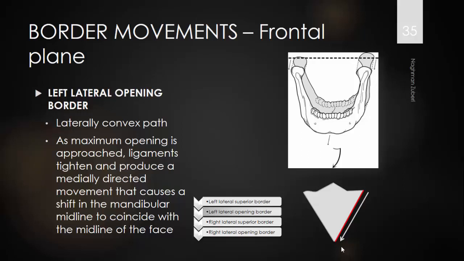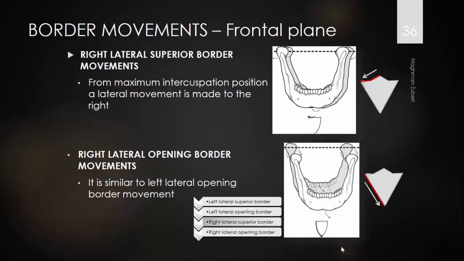Then comes right lateral superior border movement, similar to the left lateral superior border movement. It will also be inferiorly concave. And then the right lateral opening border, similar to the left lateral opening border movement. It will be slightly convex.